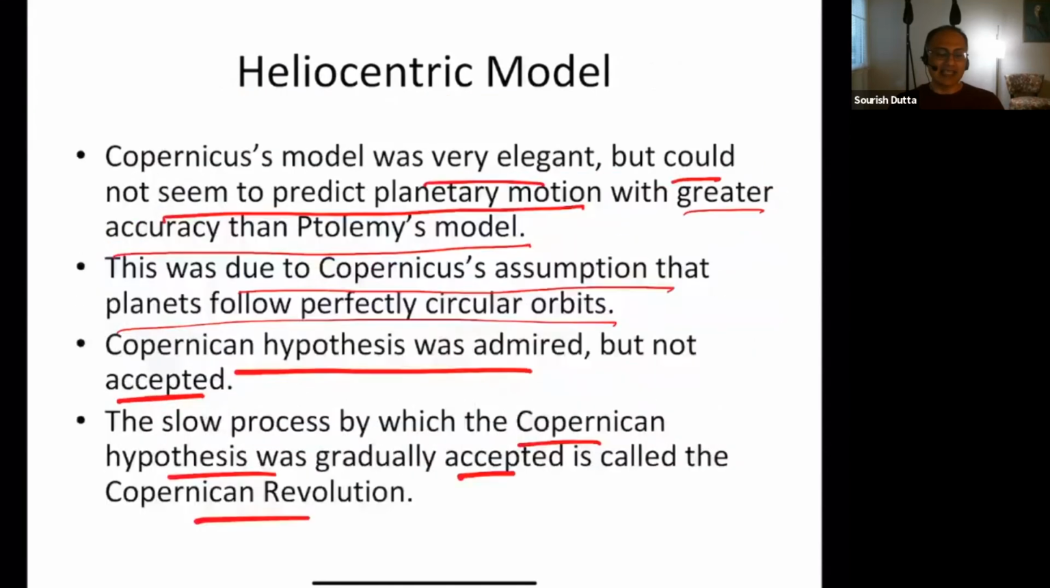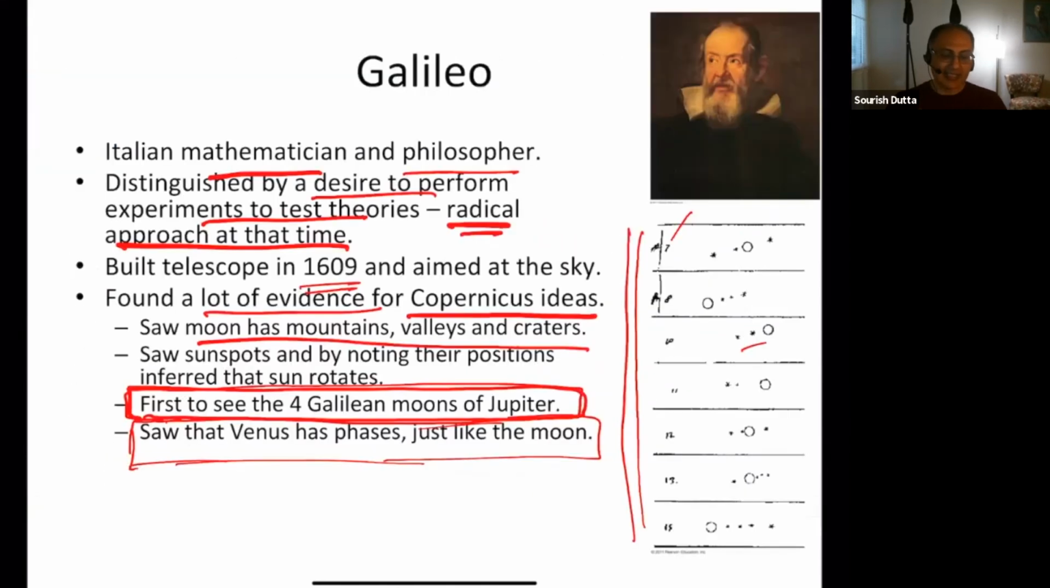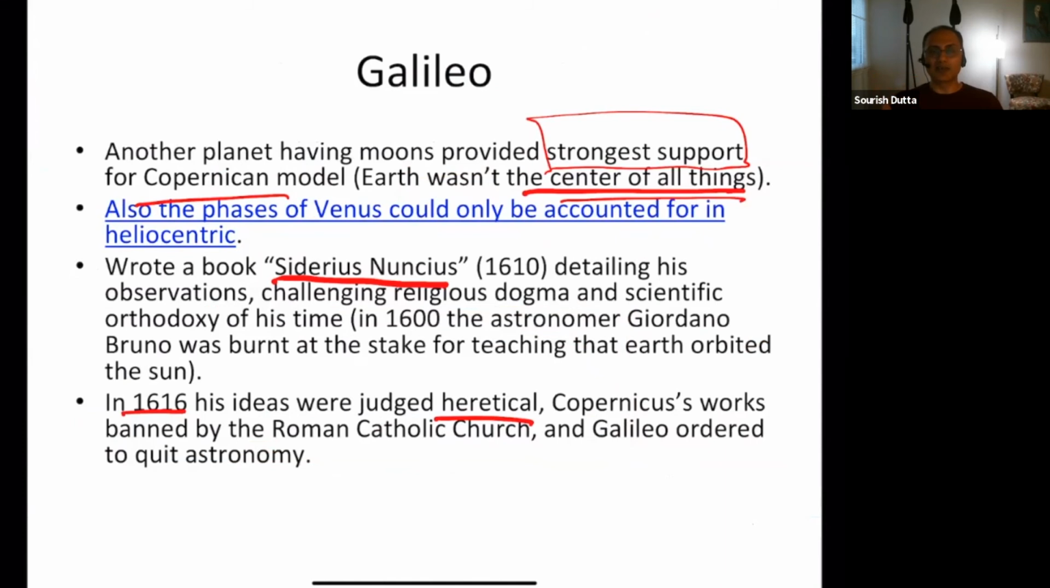So one of the things that Galileo did was that he translated Copernicus's book into Italian, and republished it, so that a lot of people could understand Copernicus's work. And that is how Copernicus's work and also Galileo's observations started getting really popular. But in 1616, the Catholic Church, as I said, decided to sort of stamp down on this, and Copernicus's works were banned by the Roman Catholic Church, and Galileo was ordered to quit astronomy.